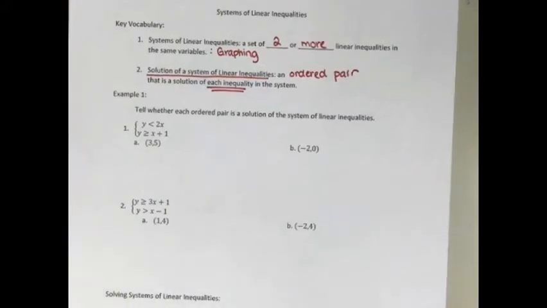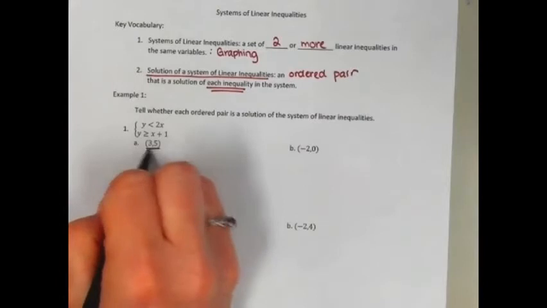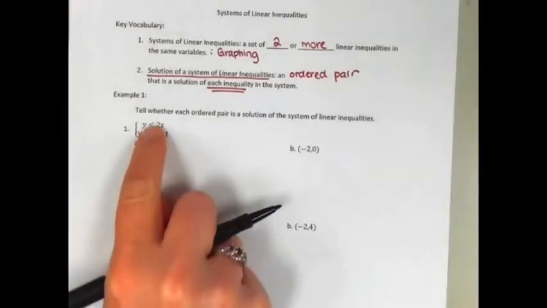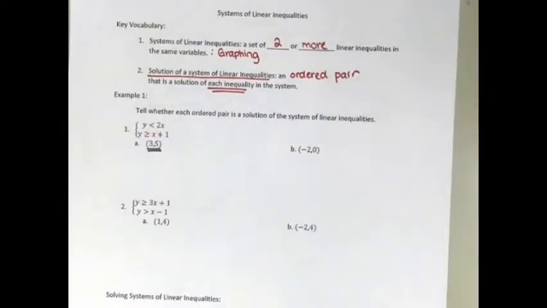All right, so looking at this, just tell whether an ordered pair is the solution to the system. So does (3, 5), is that a solution to both of these inequalities? So would it fall within the shaded regions of both of those inequalities? And besides graphing, if I don't want to graph, how could I tell if an ordered pair is a solution to both of those? Just plug it in, okay?